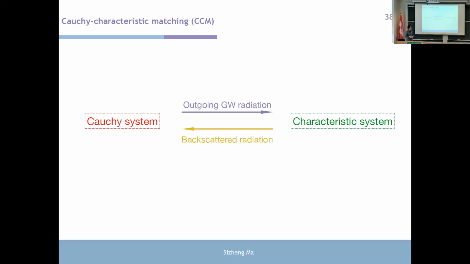And here you can see that an important step to achieve CCM is to inject the backscattered radiation as computed from the characteristic side into the Cauchy side. And this is exactly the tool that I used to study this dynamical nonlinearity.